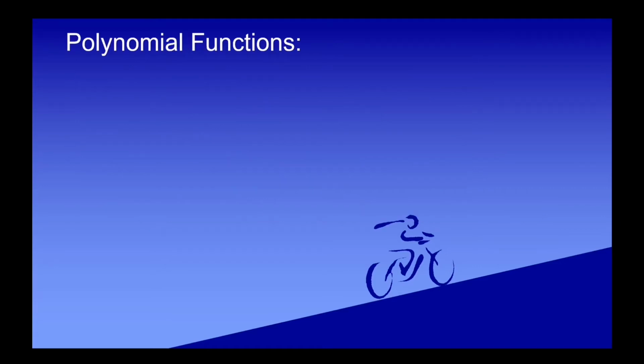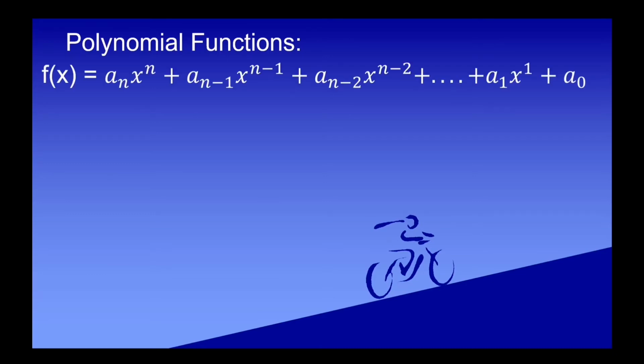Okay, so let's first define what polynomial functions are. A polynomial function is in the form f(x) = a_n x^n + a_(n-1) x^(n-1) + a_(n-2) x^(n-2), and so on up to a_0. As we have also seen here, there is only one variable, that is x. We can say that f(x) is equivalent to a function in x.